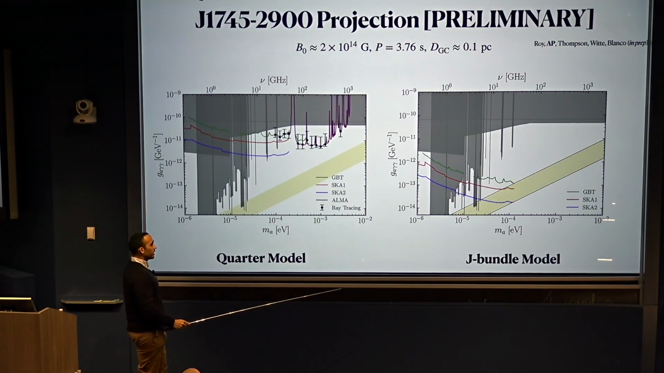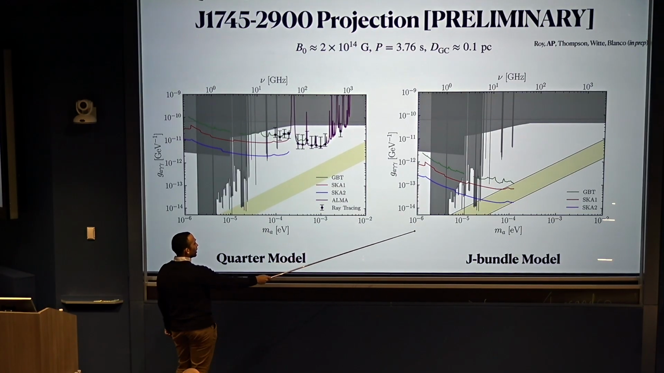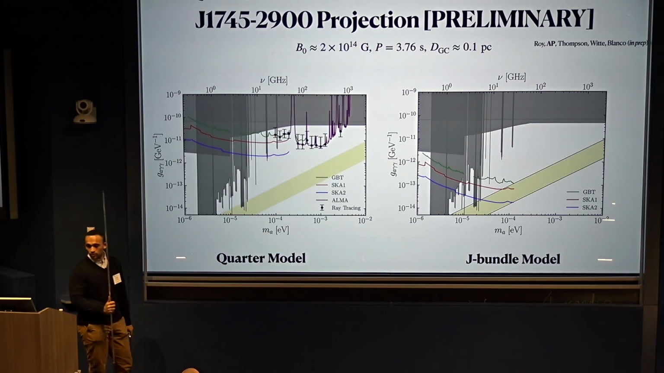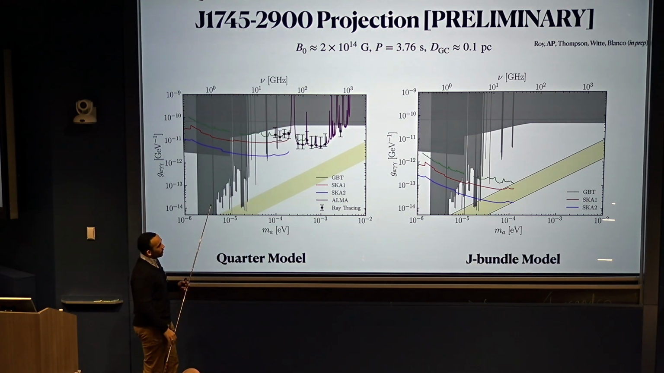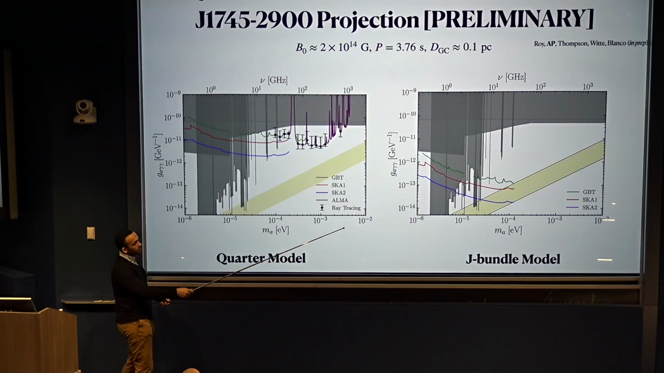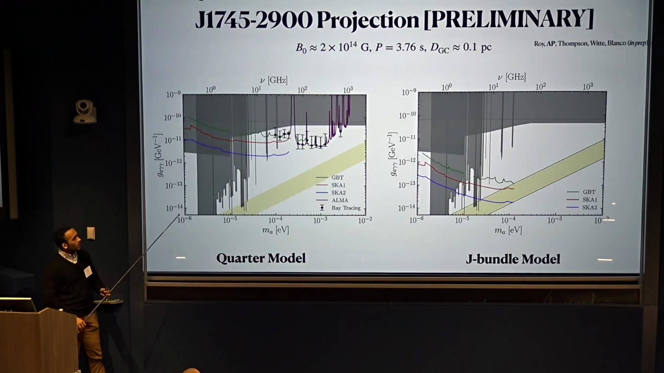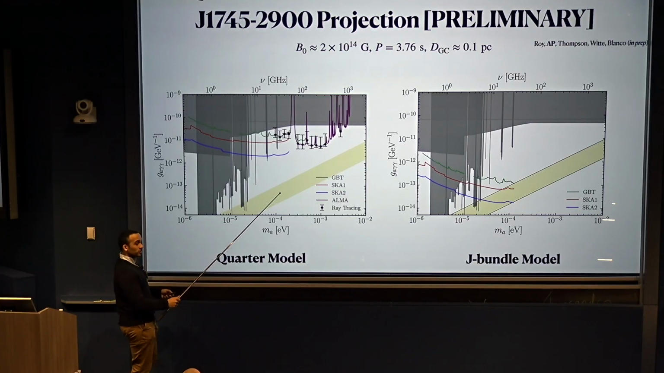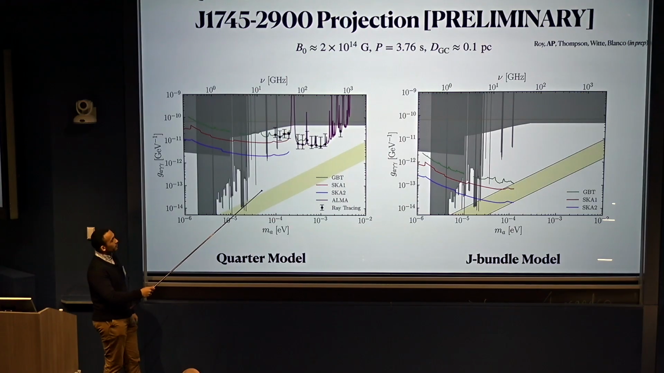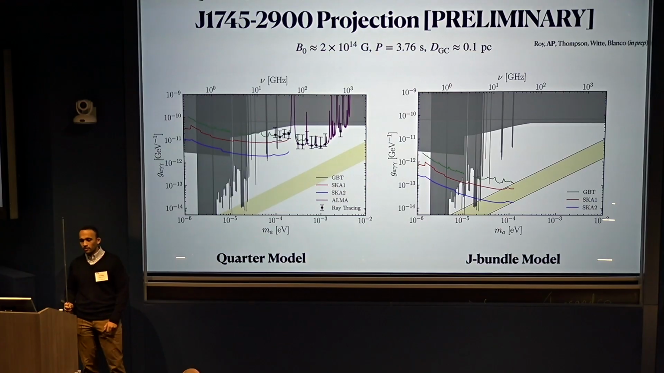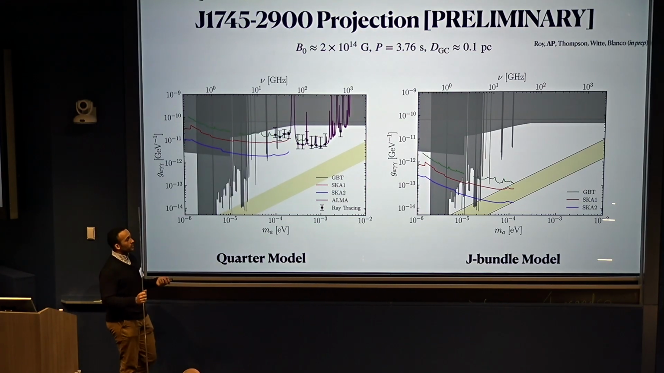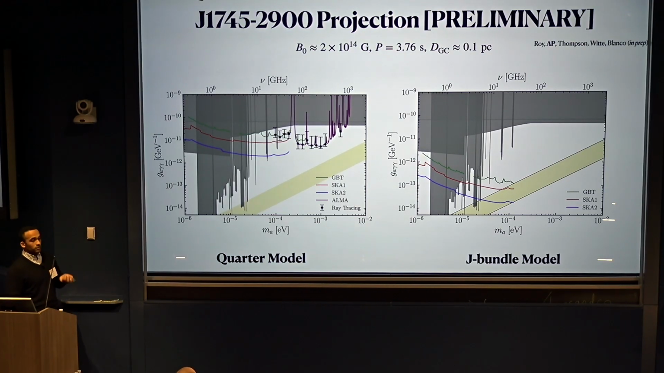And so what we can see is that if it is really something like the J-bundle model, then with future observations, we can actually get very close to probing much of the QCD axion parameter space in the 10 to the minus 5 to 10 to the minus 4 eV range. Whereas the prospects at higher masses are still challenging, even with future observations. But of course, all of this relies on better astrophysical modeling of these magnetars, which is a very active area of research right now in high energy astrophysics.